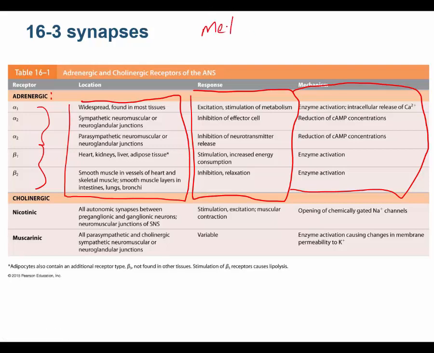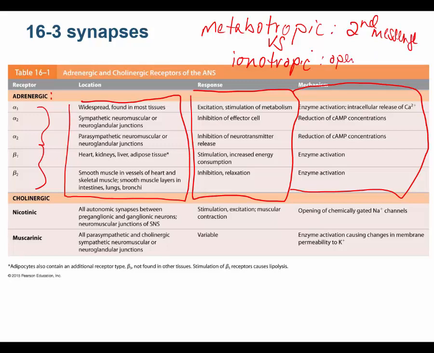By the way, I'll give you two more words: metabotropic versus ionotropic. If something is metabotropic, it goes through a second messenger system. If something is ionotropic, it opens ion channels directly. So let me say it this way. The adrenergic neurotransmitters and the adrenergic receptors are all metabotropic. They don't all use cyclic AMP, and I can think of a case where they don't even use a G protein, but they are all metabotropic and use a second messenger.